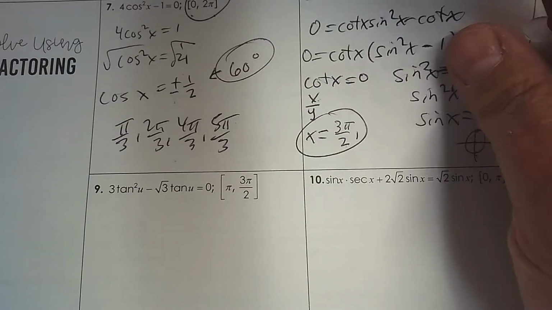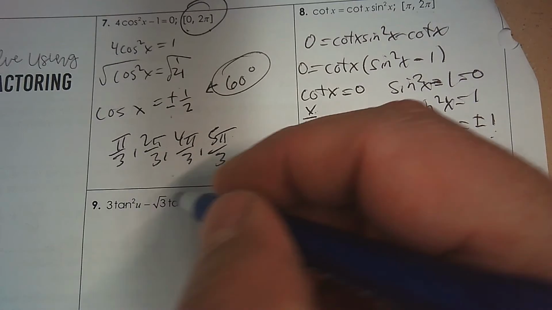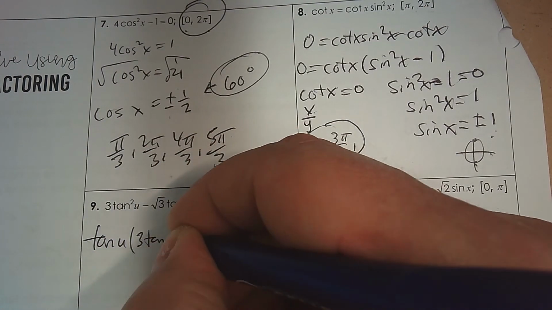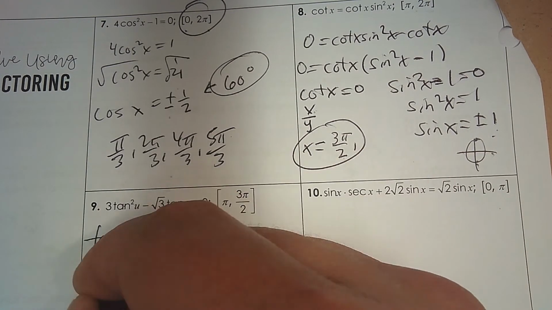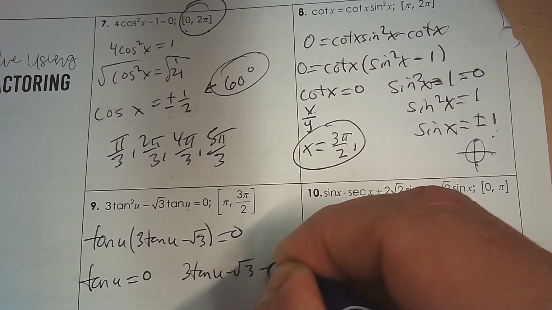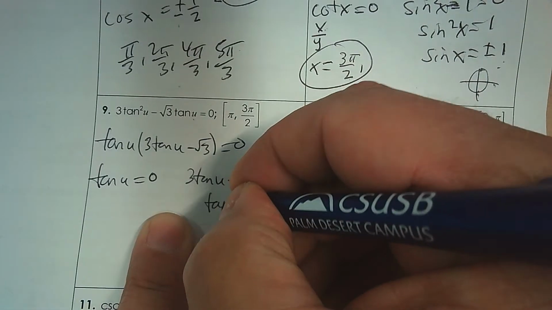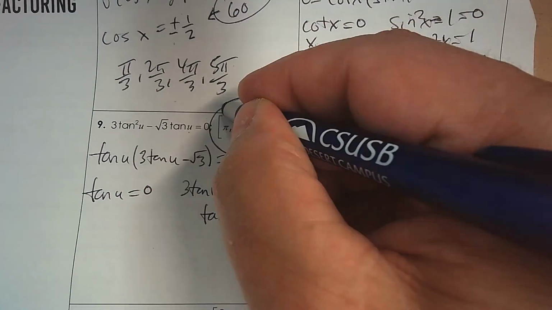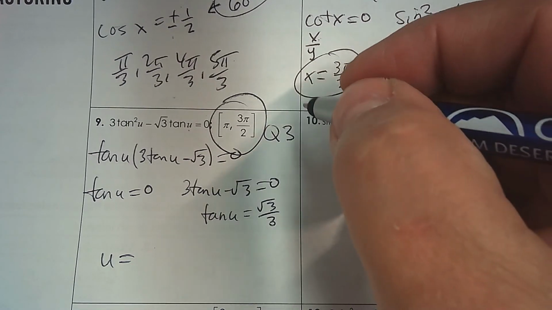Number 9. So solve this by factoring. They both have a tangent. And you're left with 3 tangent u minus root 3 equals 0. Take each one equal to 0. Now for the first one, we're good. This one I need to do some work on. I need to add root 3 and divide by 3. So now I need to know my domain restriction. So that's only quadrant number 3, from pi to 3 pi over 2.